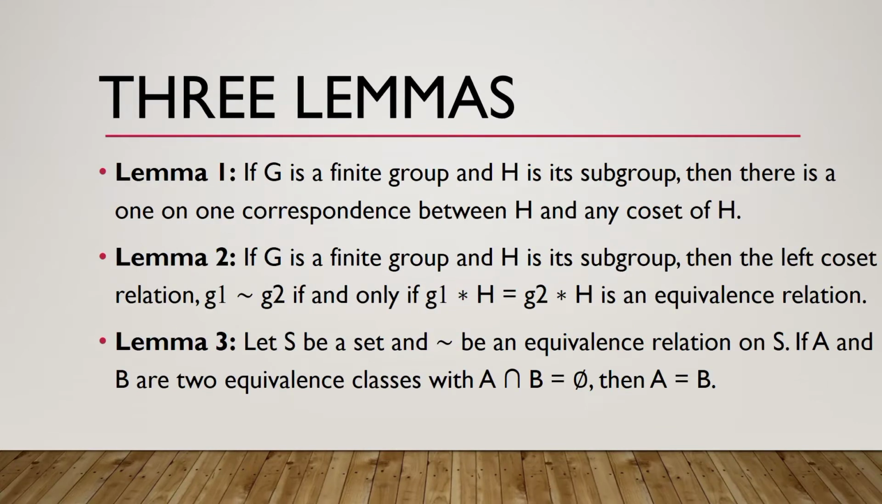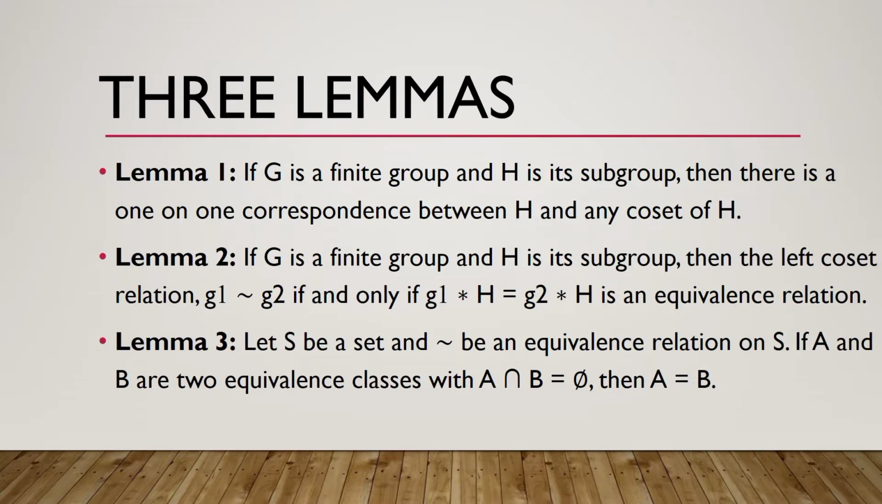Before we proceed to prove the Lagrange theorem, let's first understand three lemmas. First lemma: if G is a finite group and H is its subgroup, then there is a one-to-one correspondence between H and any coset of H. Second lemma: if G is a finite group and H is its subgroup, then the left coset relation g1 ~ g2 if and only if g1H = g2H is an equivalence relation.